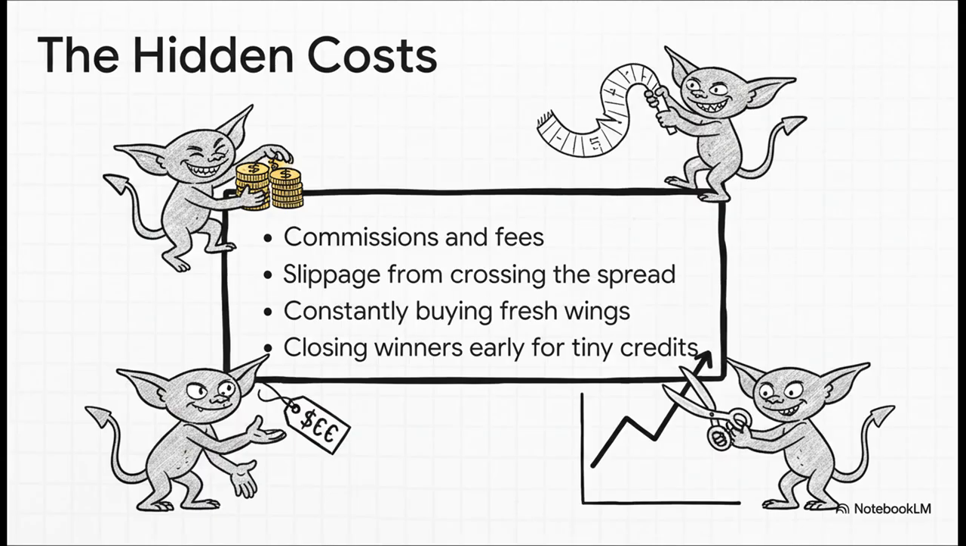Okay, so let's make this invisible enemy a little more visible. We all know about commissions and fees, right? That's the obvious stuff. But the real damage comes from the things we tend to ignore. You've got slippage, that tiny difference between the price you think you're going to get and the price you actually get. Then there's the cost of constantly buying new protective options or wings for every spread. And maybe the biggest trap of all, closing trades for tiny little profits where your costs can literally eat up the entire gain. Each one is like a small leak, but when you put them all together, they can absolutely sink the ship.